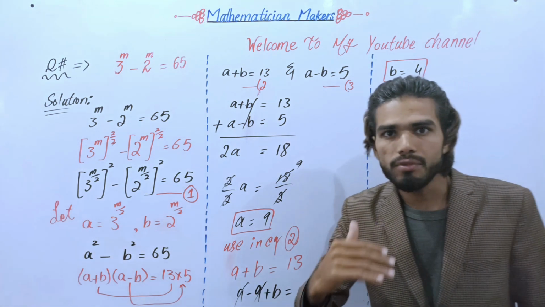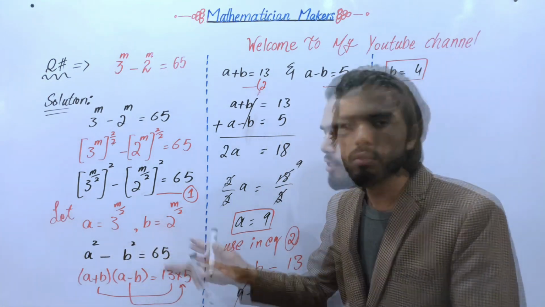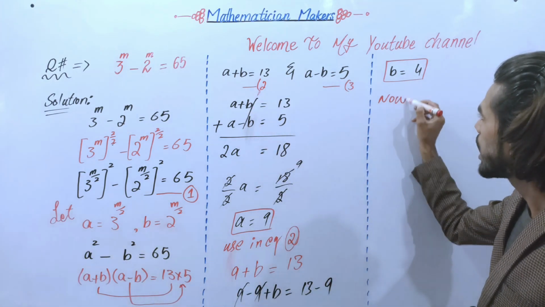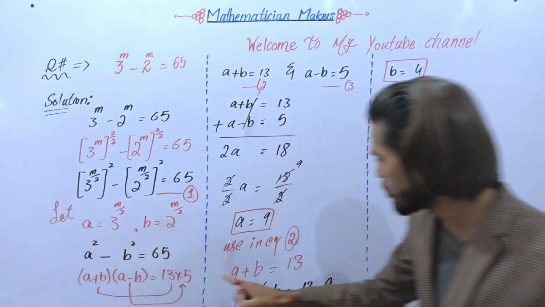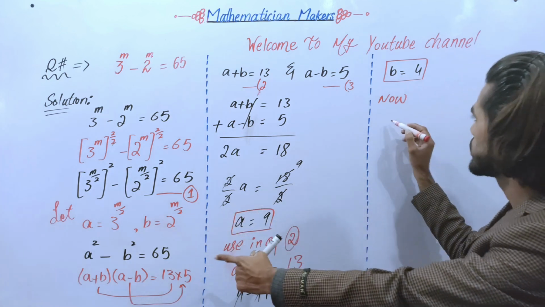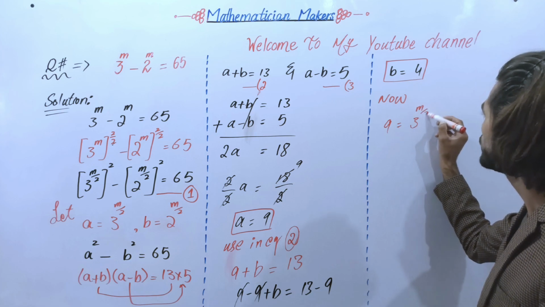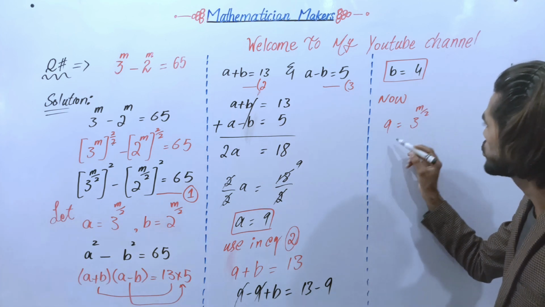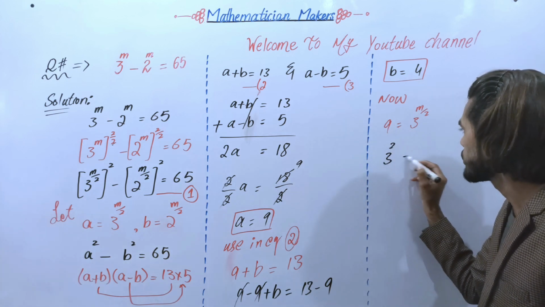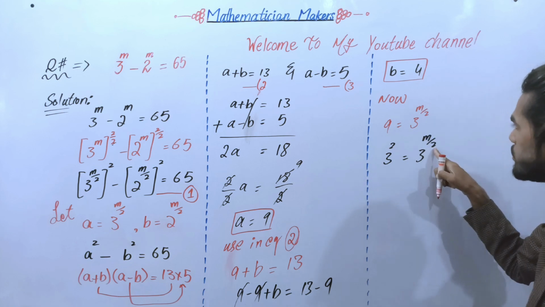Now we can find the value of m from either of these two equations. Now a is equal to 9, so we put this 9 in that equation: 9 is equal to 3 power m by 2. Now we have to solve this equation. We can write 9 as 3 power 2, and the other side is 3 power m by 2.